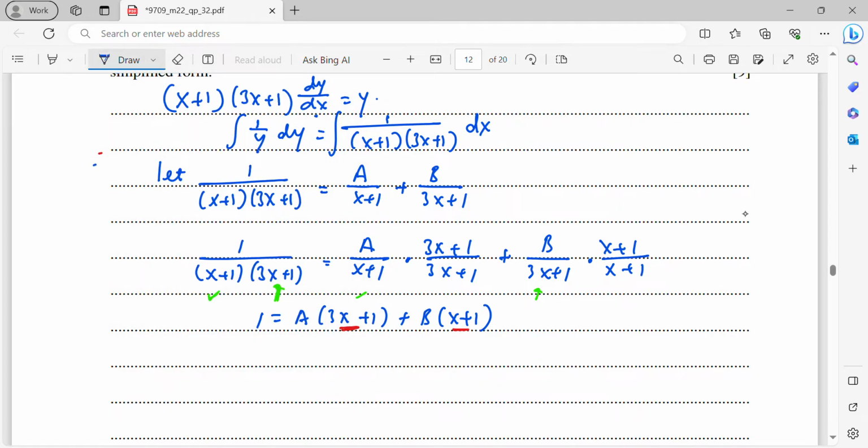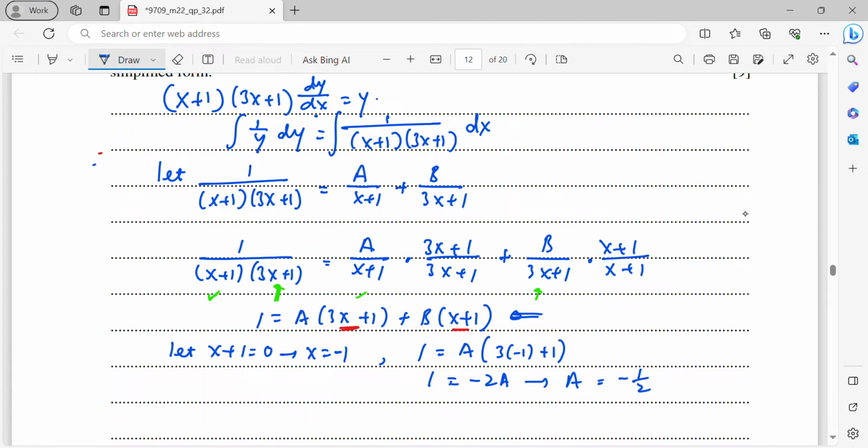So now I will let x plus 1 be 0 first. Then the x is minus 1. So now I have to substitute x equals to minus 1 in this whole equation. Substitute the x by minus 1. So left hand side is 1. Now I will get a bracket 3 times minus 1 plus 1. That means here 1 equals to negative 2a. Therefore, my a is negative half.